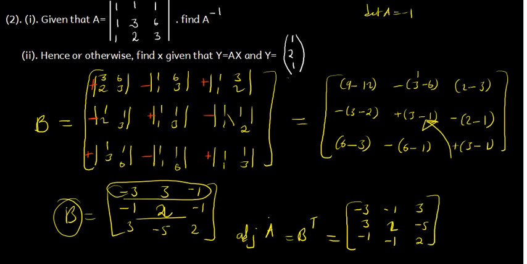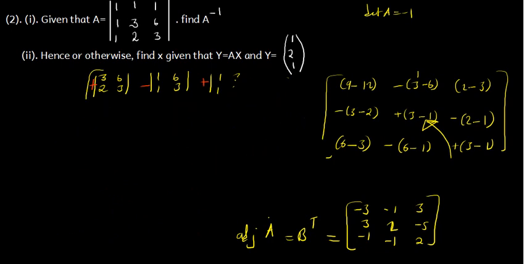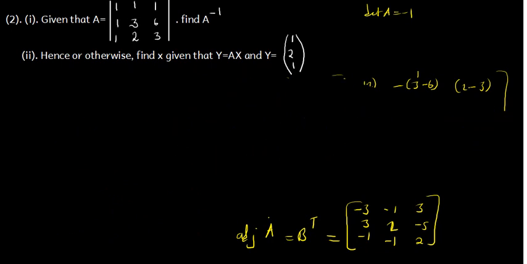So this is going to be the adjoint: 3, negative 3, 3, 1, 1, 2, negative 1, and then 3, negative 5, and a 2. Okay, so that is our adjoint. Now to be able to find the inverse, how do we get to find the inverse of a matrix? So the inverse is simply 1 over the determinant times the adjoint.